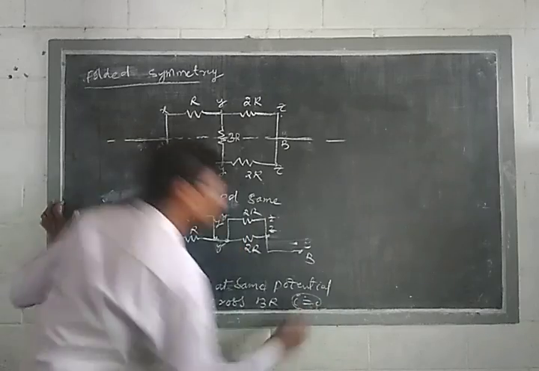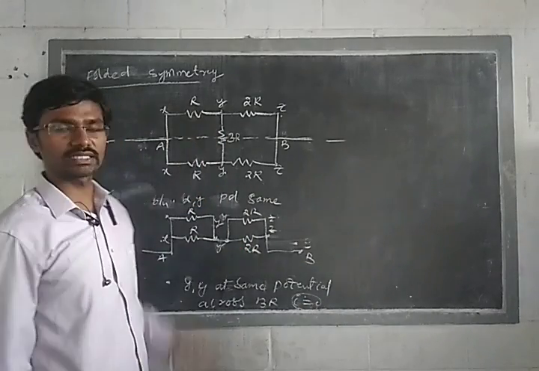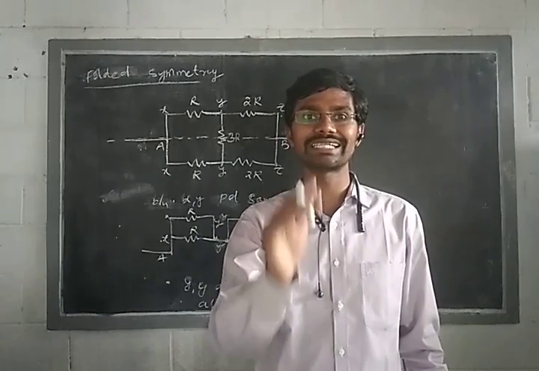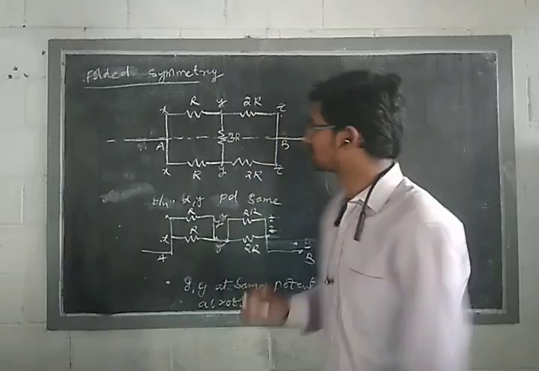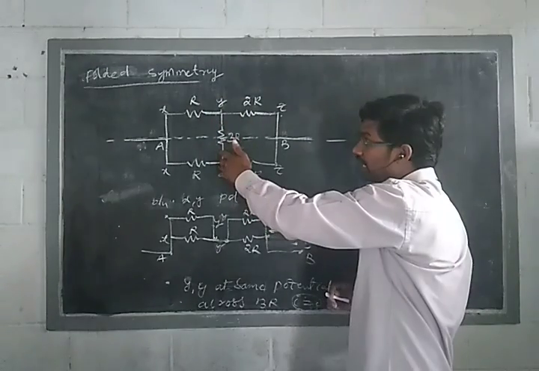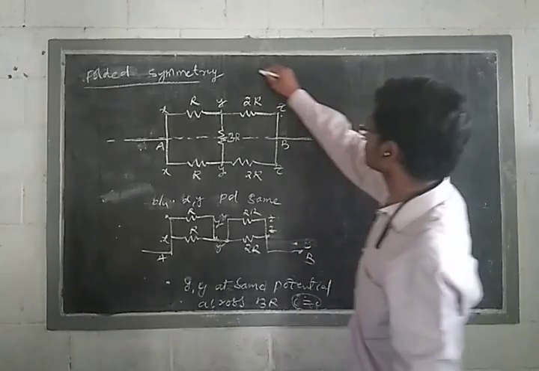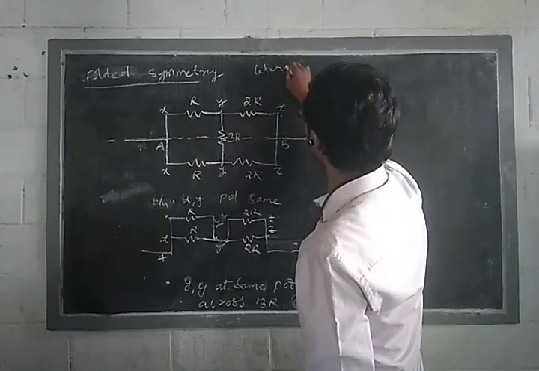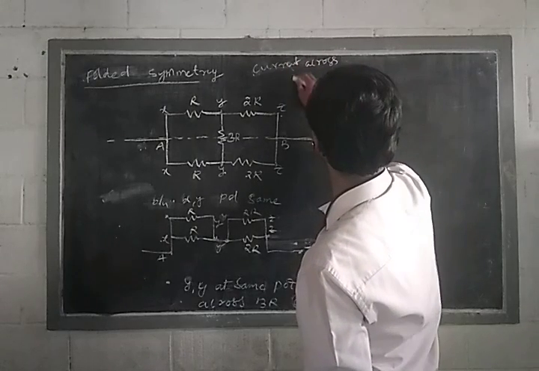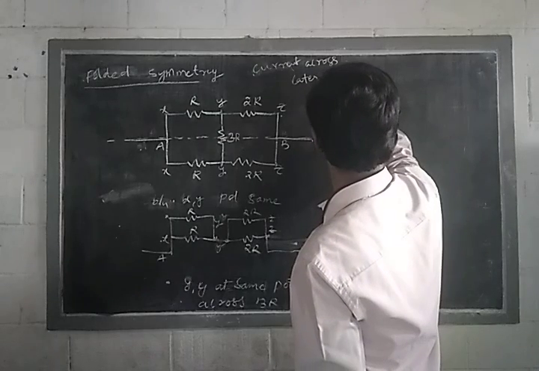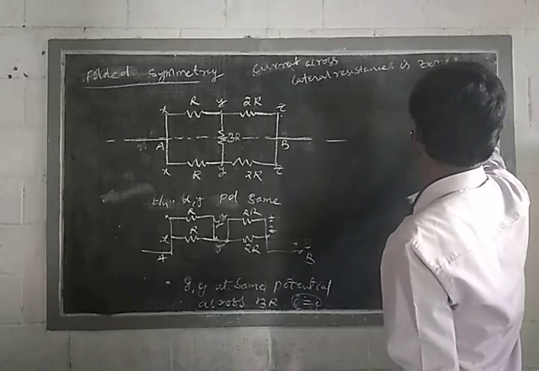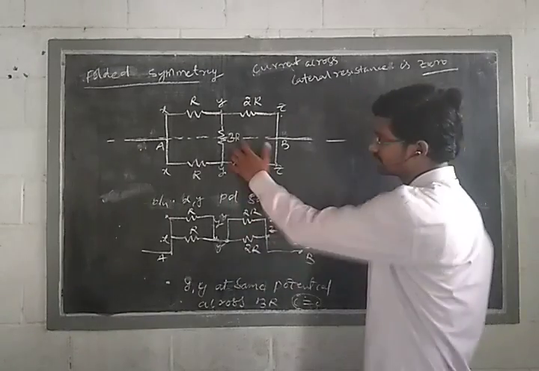Current is equal to 0. Now you need not consider this 3R. Means in folded symmetry, longitudinal resistances are not effective. Means for this axis, any resistances which are perpendicular to this one, lateral resistances, are ineffective. In folded symmetry, the current across a lateral resistance is 0, so there is no need to consider that. So this is the resultant reduced circuit.